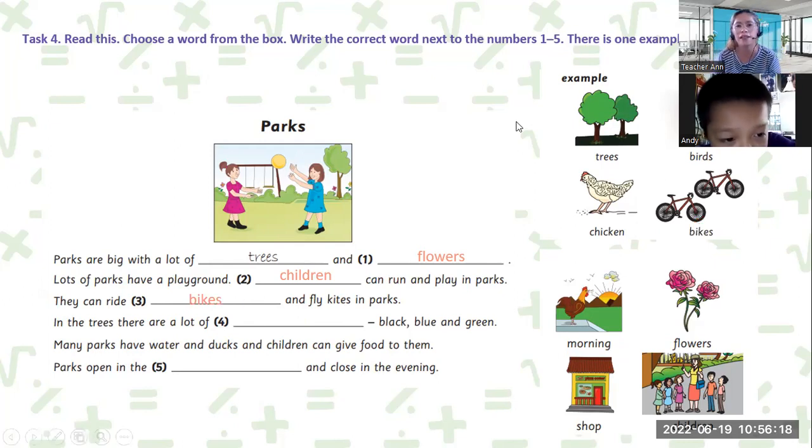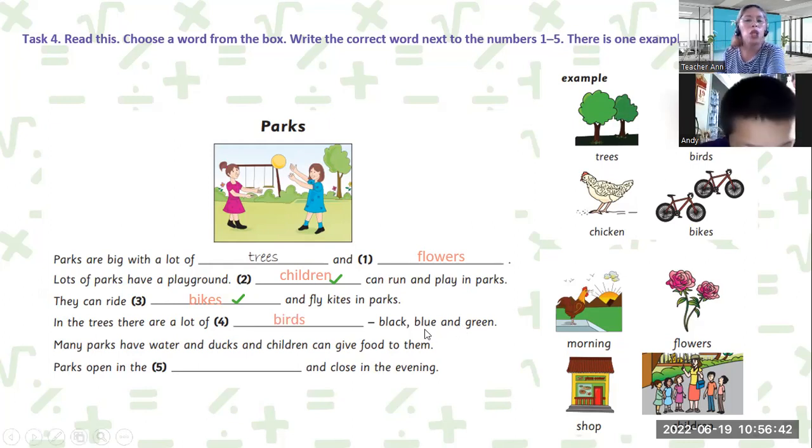Very good. Okay, wait. I will just check your answer. Okay, this is correct. What's the next number? In the trees, there are lots of what? Birds. Okay, very good. Birds. Black, blue, and green. Okay, yay. And five. Okay, you read now. Continue reading.